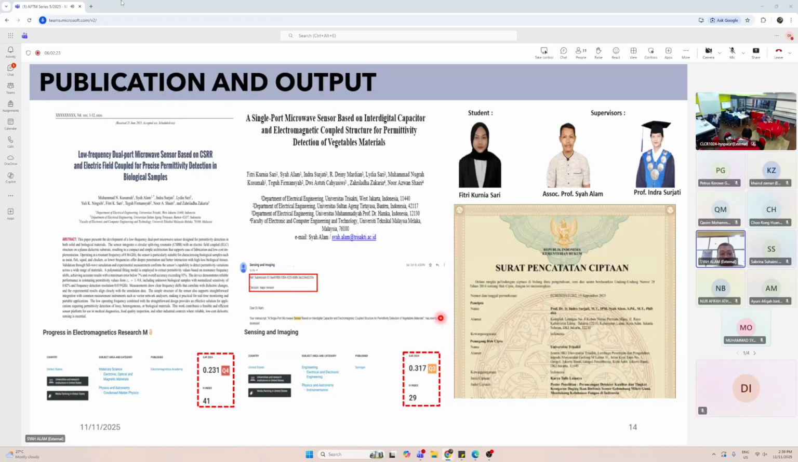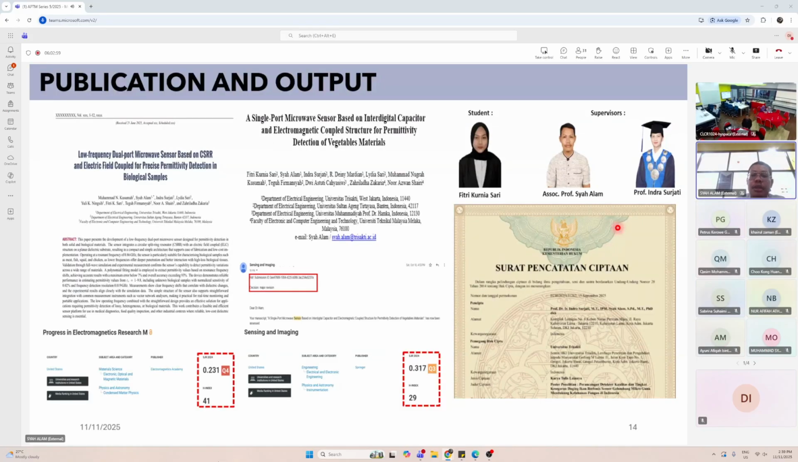Okay, this is the publication and output. We have published our research in progress in Electromagnetic Research, and another paper is still under review in the Sensing and Imaging journal, also indexed by Scopus and WoS. And this is my student, and this is me as a supervisor with Prof. Indra. We also propose this research to achieve copyright from the Ministry of Law in Indonesia. Okay, I think that's all from me. Thank you. I give it back to the moderator.